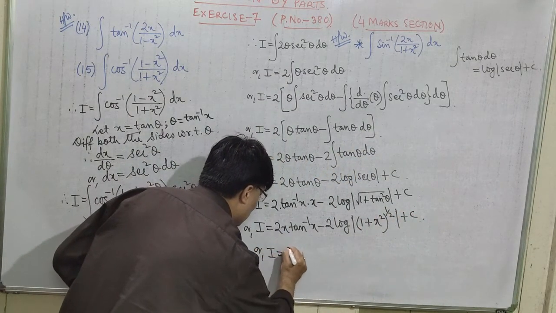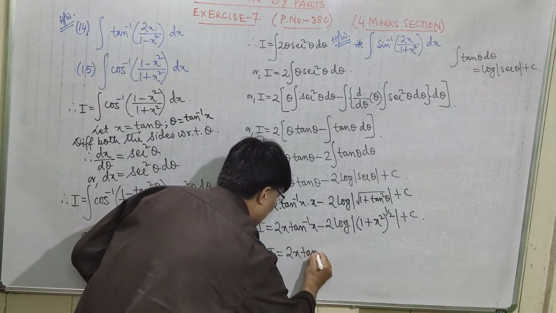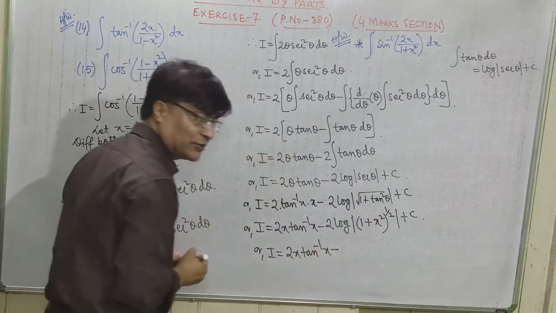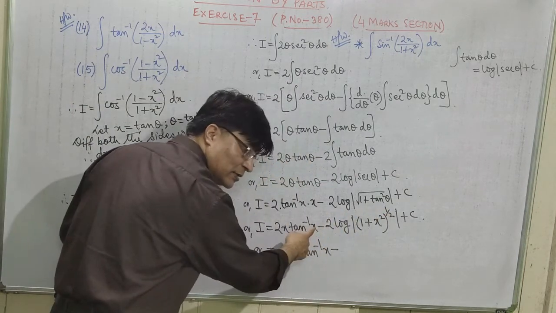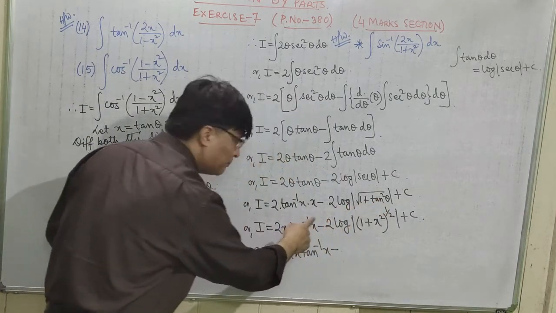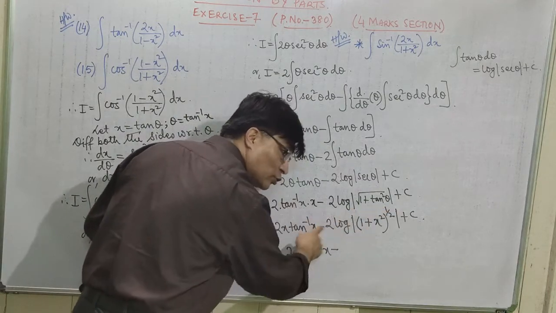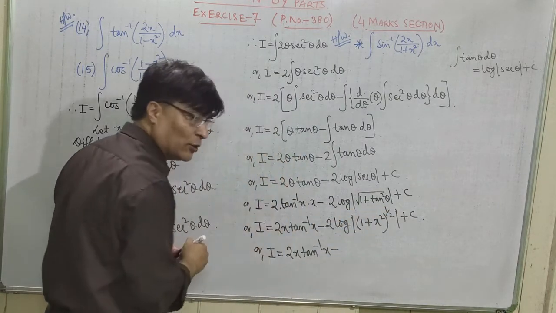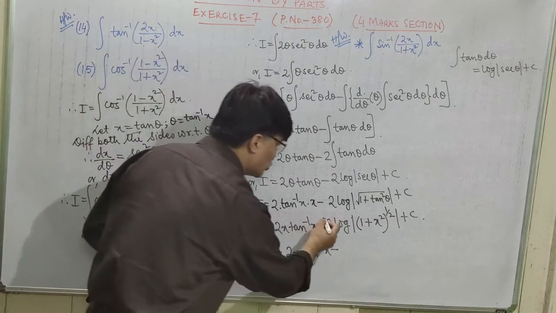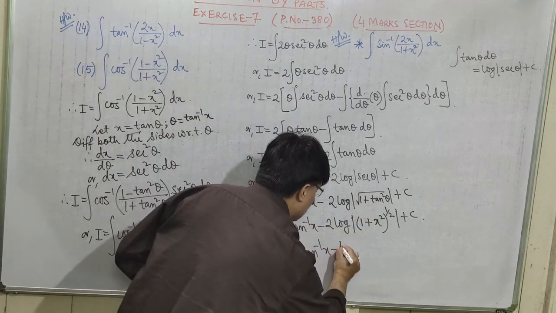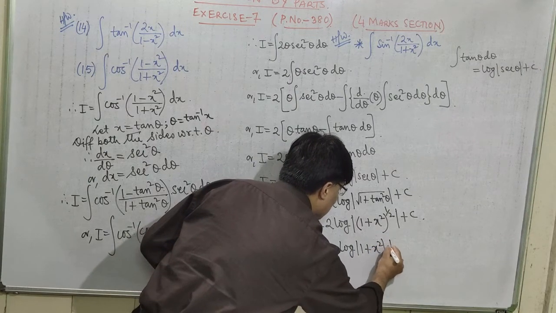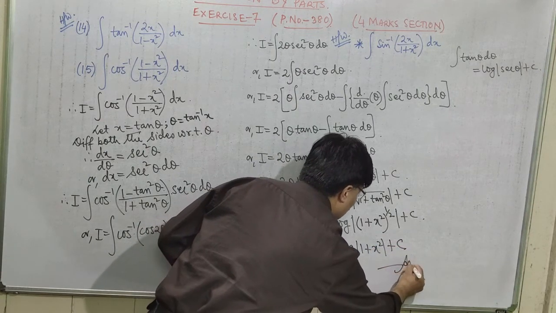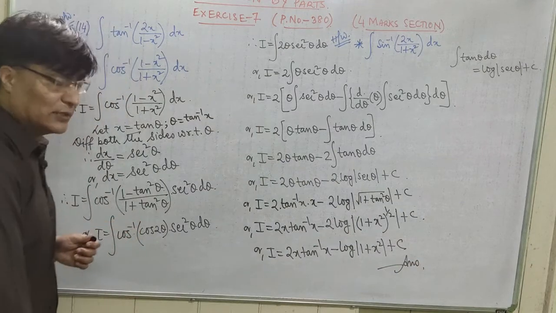Or I is equal to 2x tan inverse x minus, now because of this log, this power becomes the coefficient, the half comes in front of the log. So 2 into half is what? The 2 gets cancelled. That means we don't write the 1 in front. So 2 into half is 1, the 2 gets cancelled. So it is minus log within mod 1 plus x square plus c. So this is the final answer.